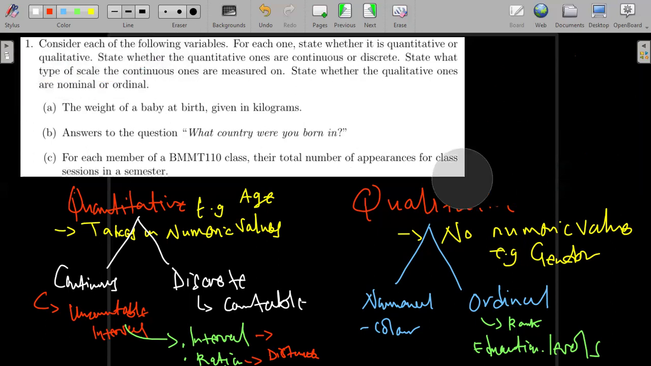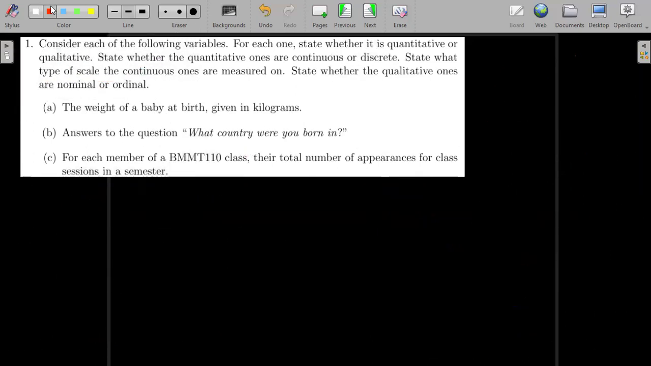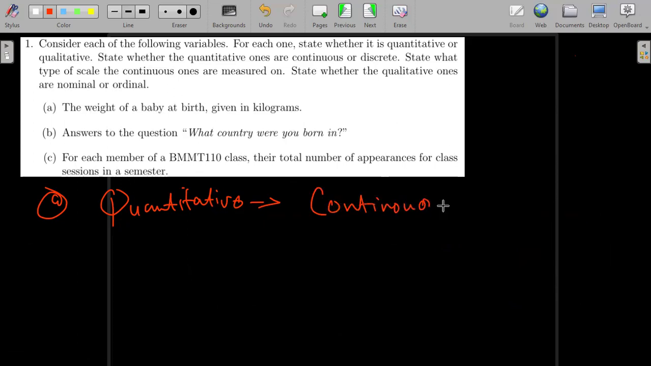So now that we've learned all this, let's try to classify the questions we've been given here. The first one is the weight of the baby. Is it quantitative or qualitative? We are going to pick quantitative because it involves a number. So is the weight continuous or discrete? The weight is continuous. It can take any value. If I come to your class and start measuring the height of the members in that class, it will just be random, 5.4, 6.5.